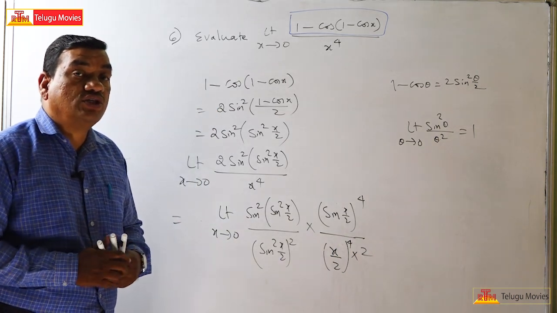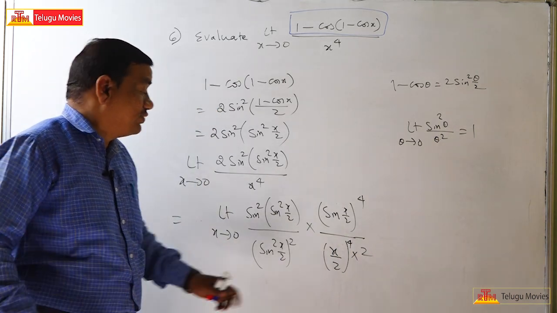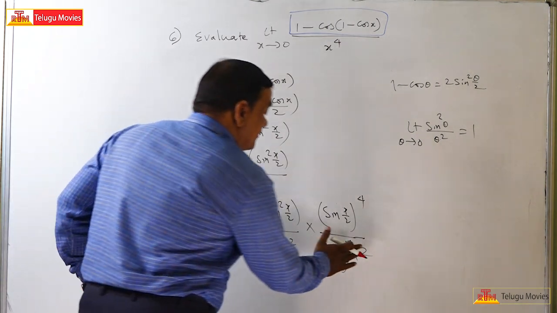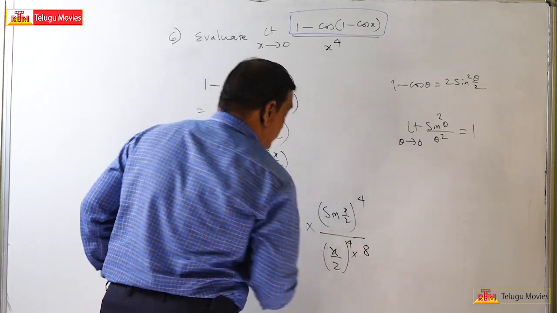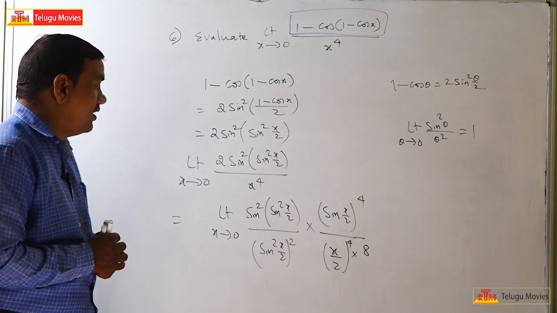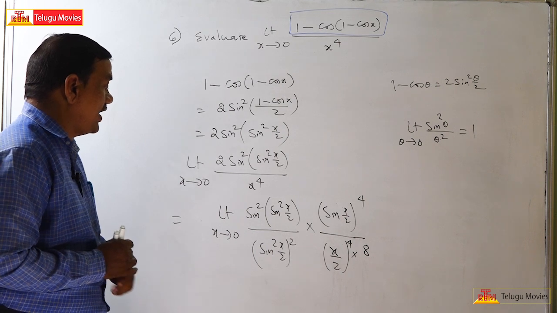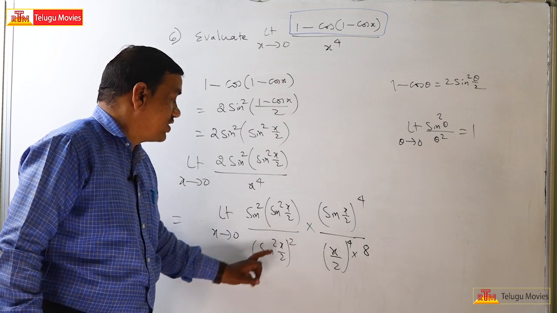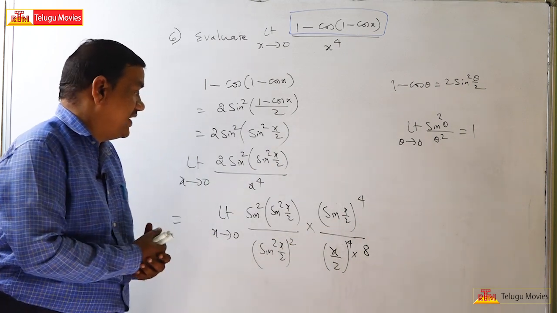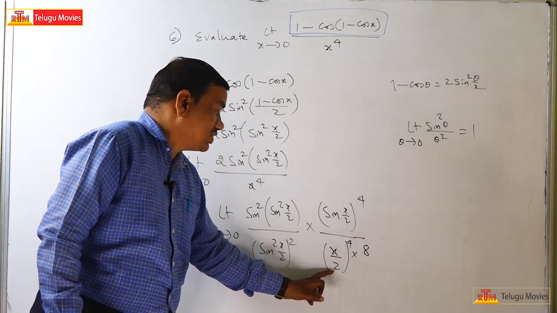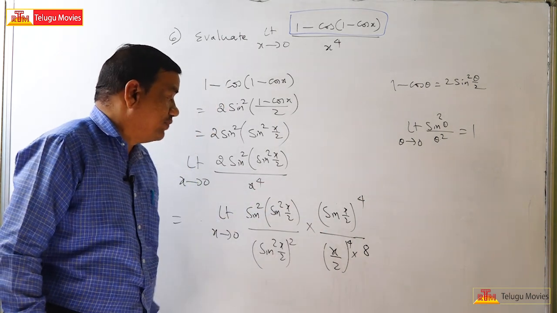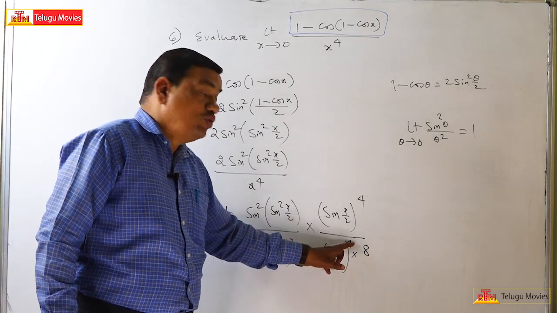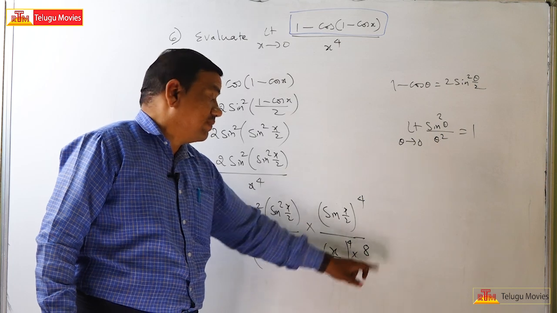2 to the power of 4 is equal to how much? 16. But actually there should be only 8 here. 16 means 2 into 8, so 8 should be here. Okay. Then it will be okay. So here sin square x by 2 whole square means sin to the power of 4 by x by 2 whole to the power of 4. Already x to the power of 4 is there, but only here 2 is there, and 2 power 4 is there. That means 2 cube, 8. You have to multiply with 8.